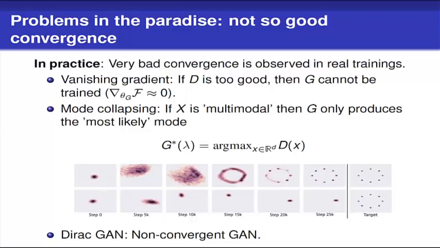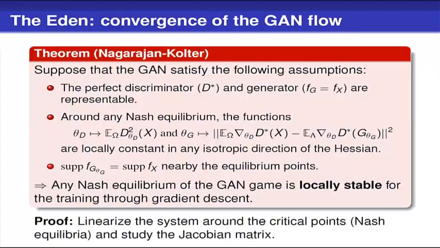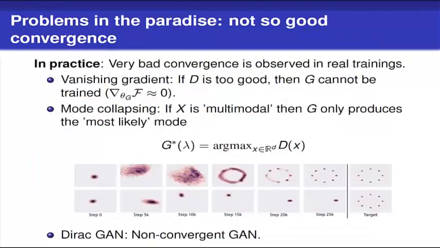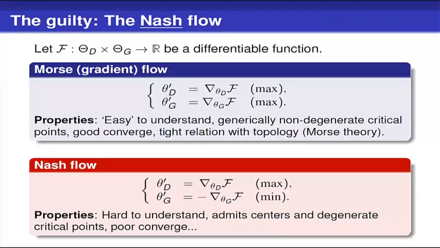Also, there is a very explicit, very specific problem called the Dirac GAN, which shows that even in a simple case, the GAN can be non-converging. Okay? So in reality, this theorem is too restrictive. So what can we do?